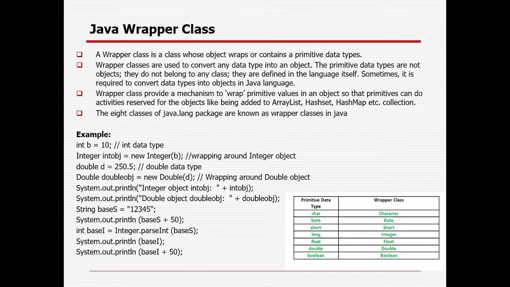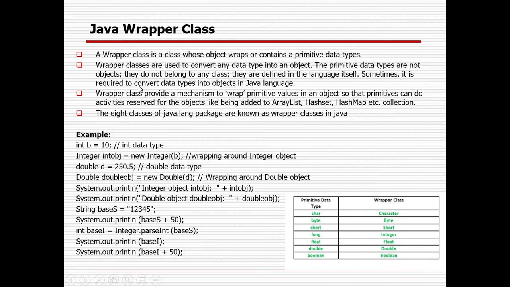A wrapper class is a class whose object wraps or contains a primitive data type. A wrapper class is used to convert any data type into an object. Primitive data types are not objects. They do not belong to any class, right? Because these are Java inbuilt data types, primitive and non-primitive, and they do not belong to any class. They are defined in the language itself.